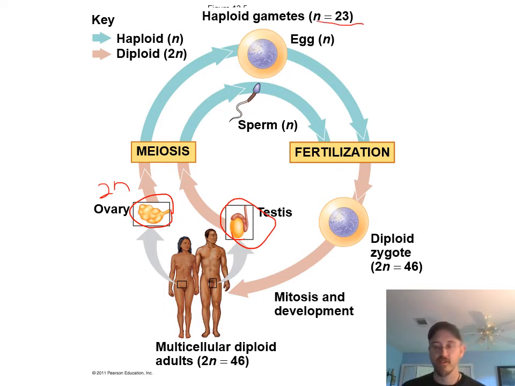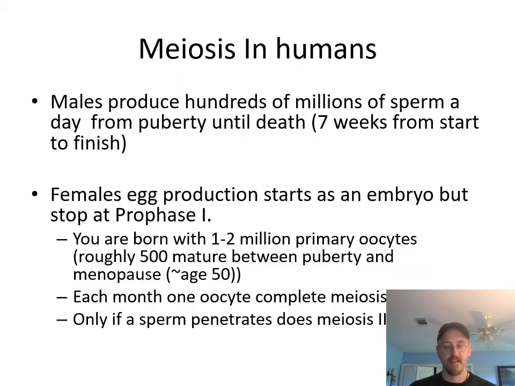Fertilization takes place when sperm and egg fuse, the nuclei fuse, and you end up with a zygote, which is diploid, back to 2N of 46. As soon as this divides one time by mitosis, it's called an embryo. Okay, so as soon as it divides, it's an embryo. But a fertilized egg is called a zygote. It develops back into a human being.